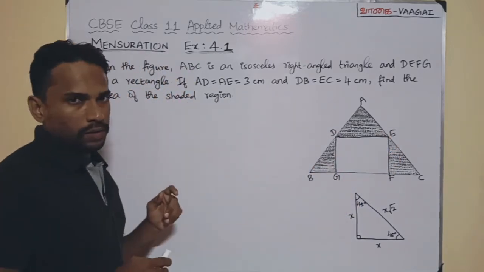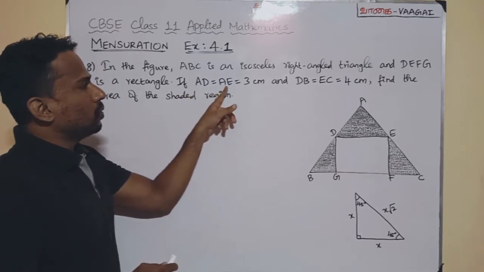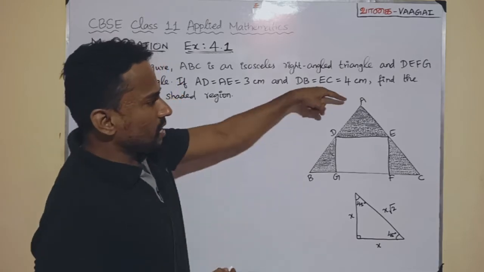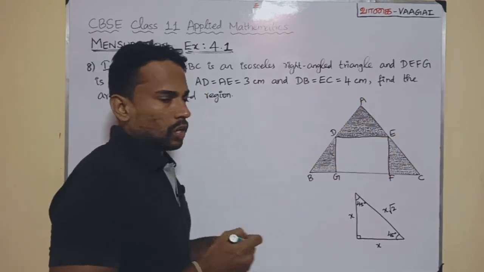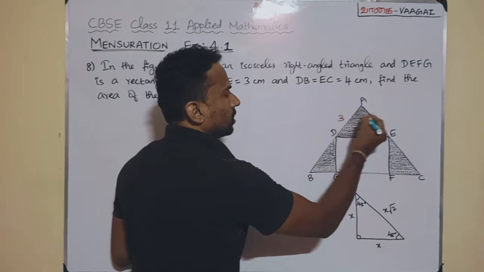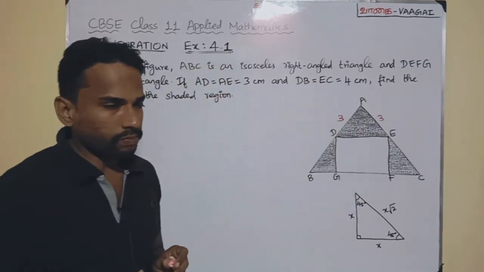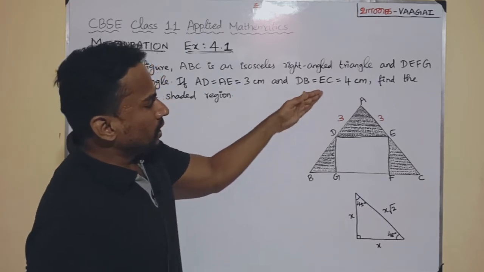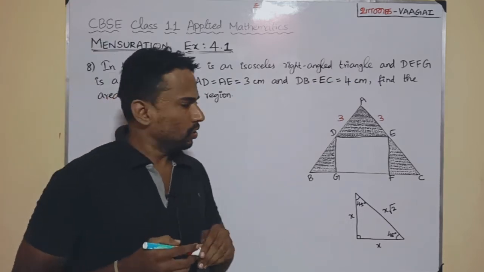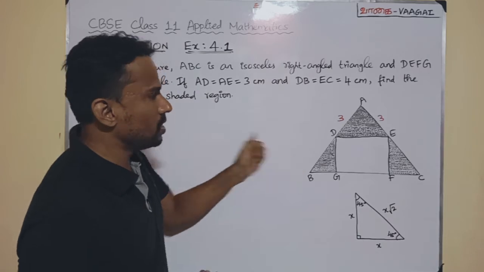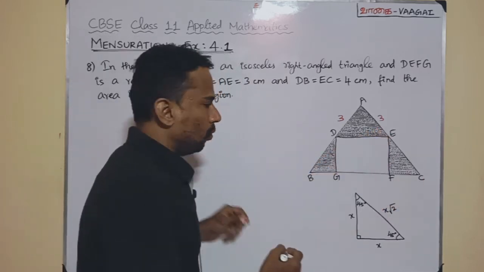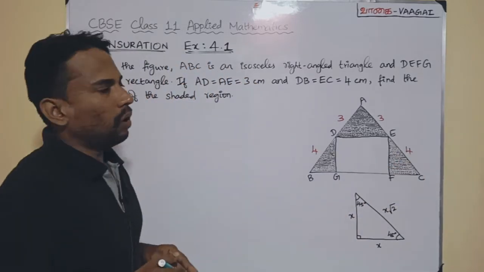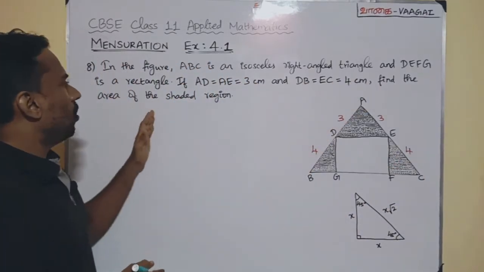Let's clearly note it. AD equals AE equals 3 centimeter. Now look at the figure. These two measures, AD and AE, are going to be 3 centimeter and 3 centimeter. Next, DB equals EC equals 4 centimeter. So where is DB? DB and EC, these two lengths are going to be 4 centimeter, 4 centimeter. Then what we need to find here: find the area of the shaded region.